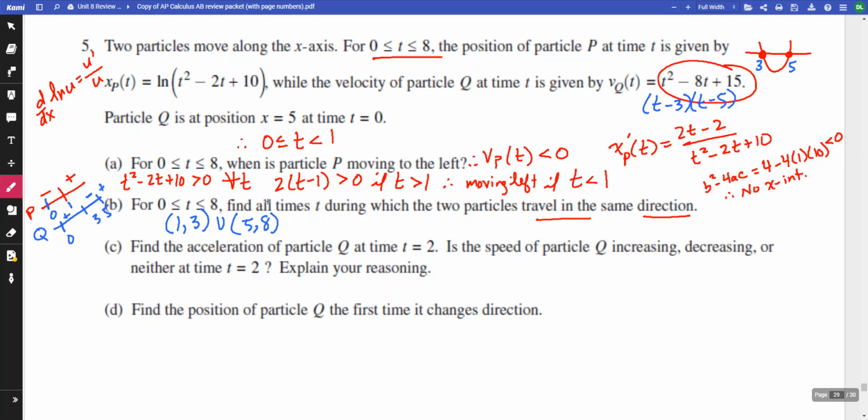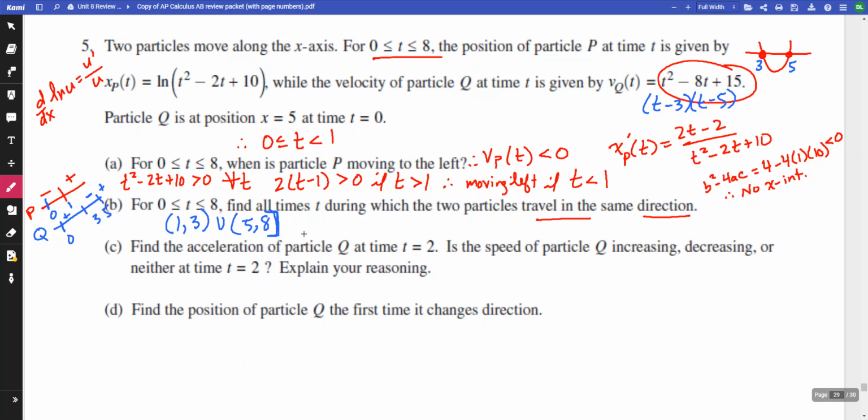Now here's where we need to be careful. 8 is included in the endpoint and it's not a 0. So we want to make sure that we include that 8 for our endpoint. So from 1 to 3, we don't need to include 1 or 3 because we are technically stopped for one of our particles at 1 or at 3. But at 8, both particles are moving to the right, so I need to include 8.